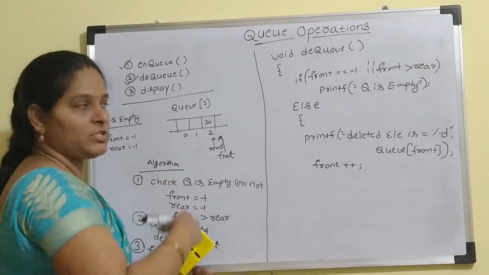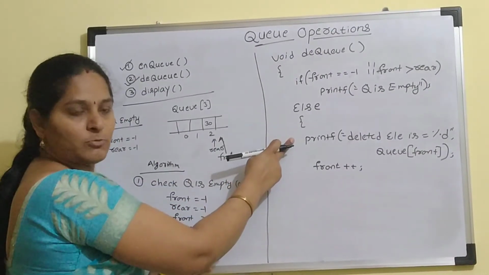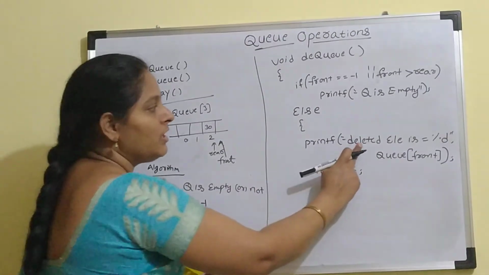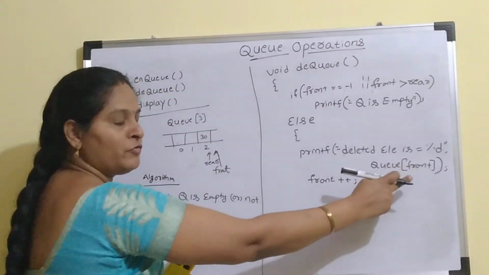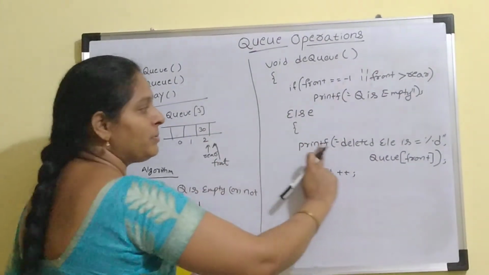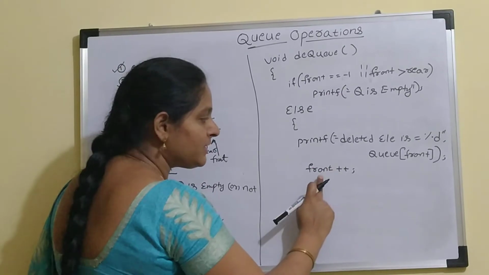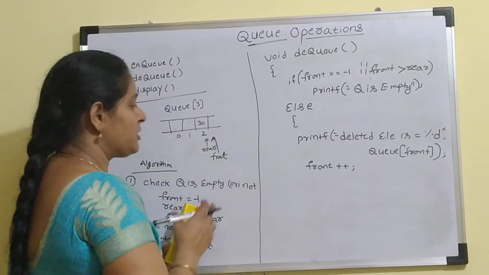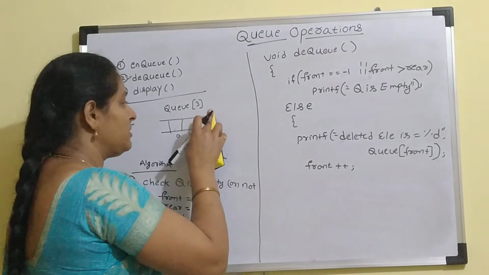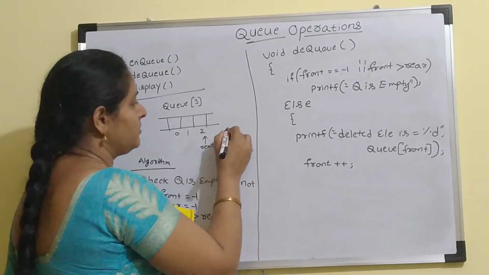See the diagram and understand this code. So here the queue is not empty, so we will enter into the else block. Inside the else block, deleted element is q of front. Which is the q of front element? 30. So it will print the message deleted element is 30. After that, front moves to the next position. After deletion of 30, front moves to the next position.